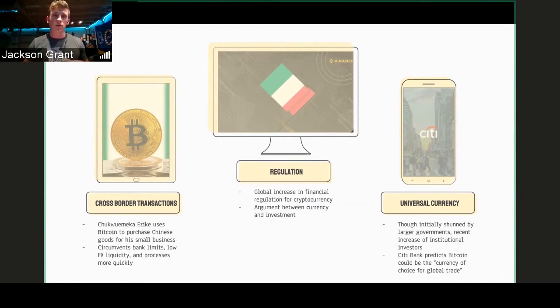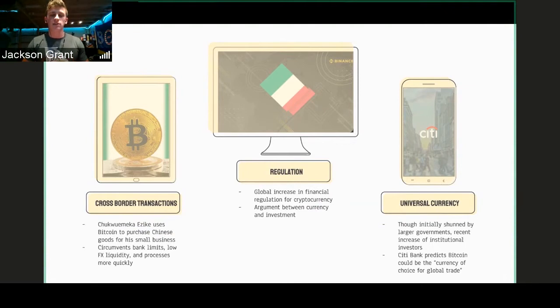And on top of that, with cross-border transactions, in Nigeria, the naira is actually a very illiquid currency, and the banks give transaction limits. Like Ezeki, he only has a $10,000 transaction limit, and he can't buy goods from China because he has to convert it from naira to US dollars and US dollars to yuan. And the banks there, they charge massive fees, and it's very difficult to do. So he uses Bitcoin, a cryptocurrency, to circumvent that problem, and his transactions are instantaneous.